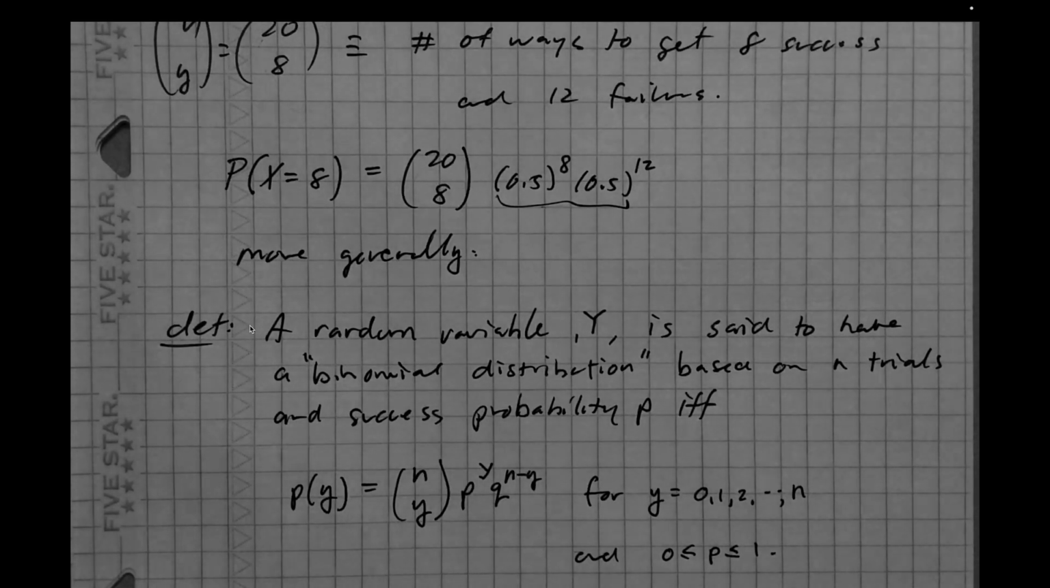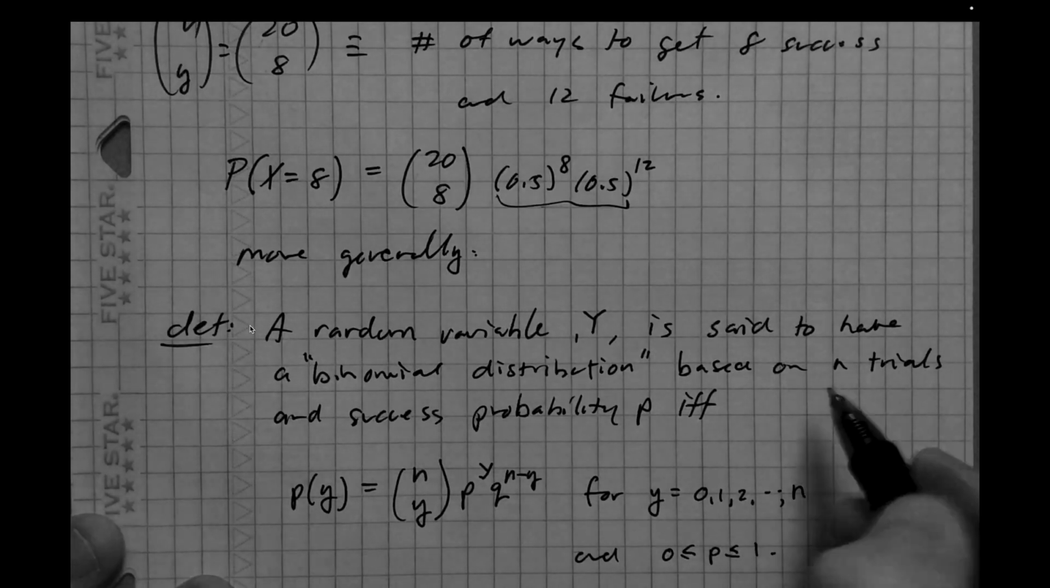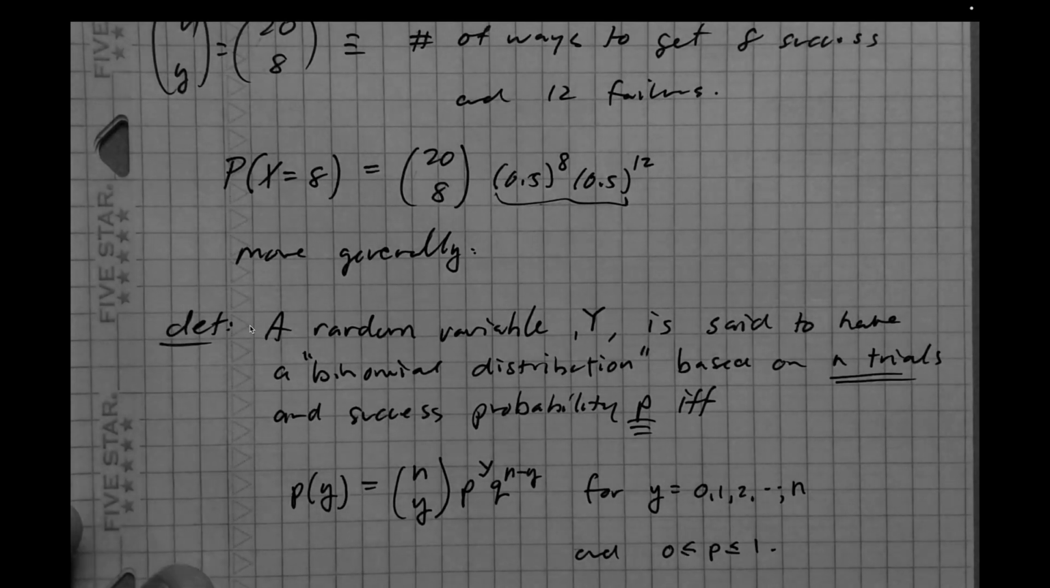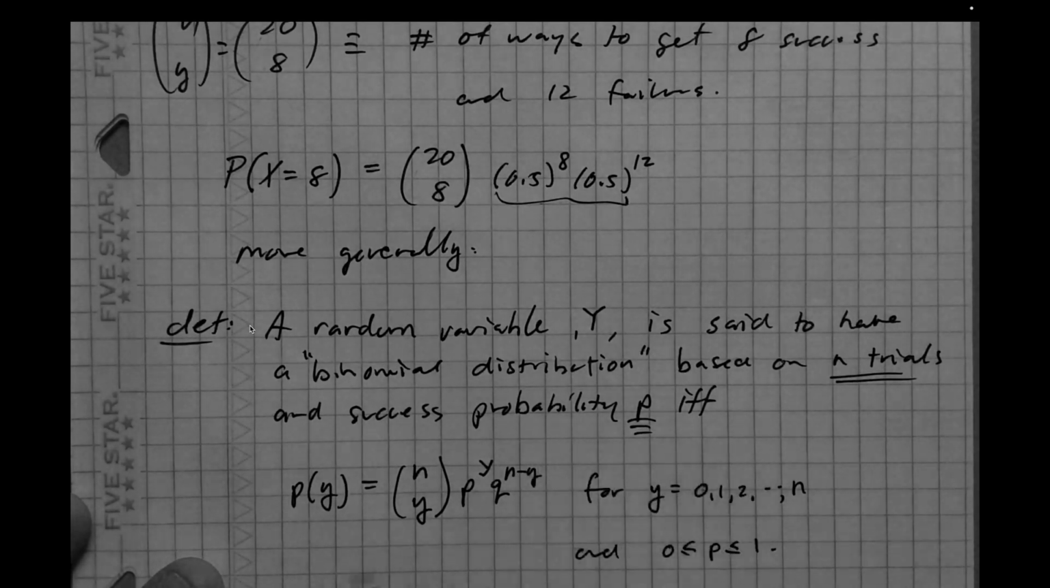All right, so a random variable y is said to have a binomial distribution based on n trials and success probability p, right? Those are your parameters, if and only if the probability of y is equal to n choose y, p to the y, q to the n minus y. So this would be the binomial distribution.